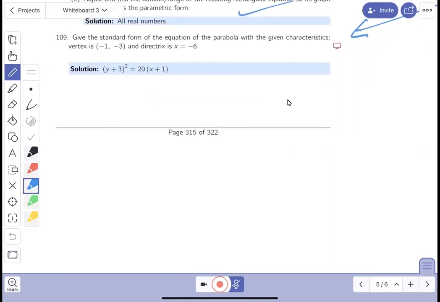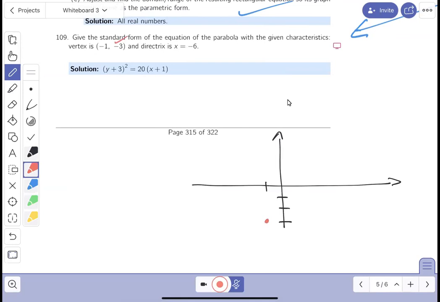All right. And 109 says, give the standard form of the equation of a parabola with the given characteristics. Well, you know me, I'm going to draw a picture of it. I'm not trying to memorize much. I just want to see if I can understand what they're giving me. So the vertex is -1 and then -3. And that vertex is right here. That's done. The directrix is x equals -6. Let me see if I can do that. I'm going to count over 1, 2, 3, 4, 5. Yep, I'll put the directrix down.